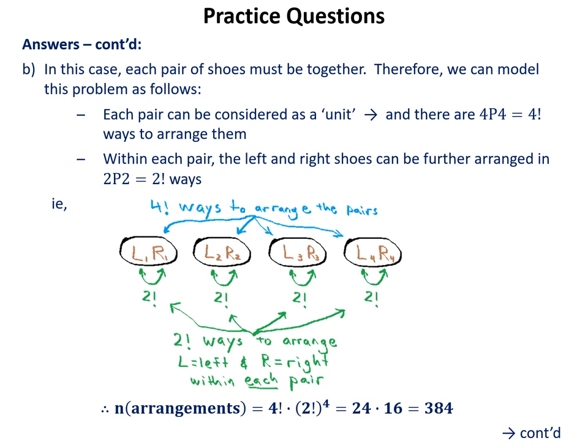But that's not all. What we also need to do is consider the fact that within each of the 4 pairs, the left and right shoes can be further arranged. It could be the left and then the right, or it could be the right and then the left. In other words, we can arrange the pair of shoes, because there's 2 of them in the pair, in 2P2 or 2 factorial ways. And we have to keep in mind that this is happening 4 times. So the final answer to this question is 4 factorial, the number of ways of arranging the pairs amongst themselves, and then we multiply it by 2 factorial raised to the power 4 because there's 4 pairs of shoes. And that gives us 24 times 16, which equals 384.